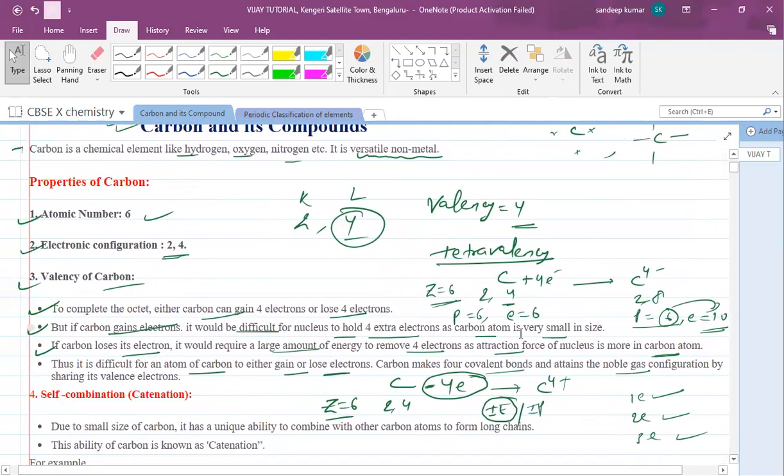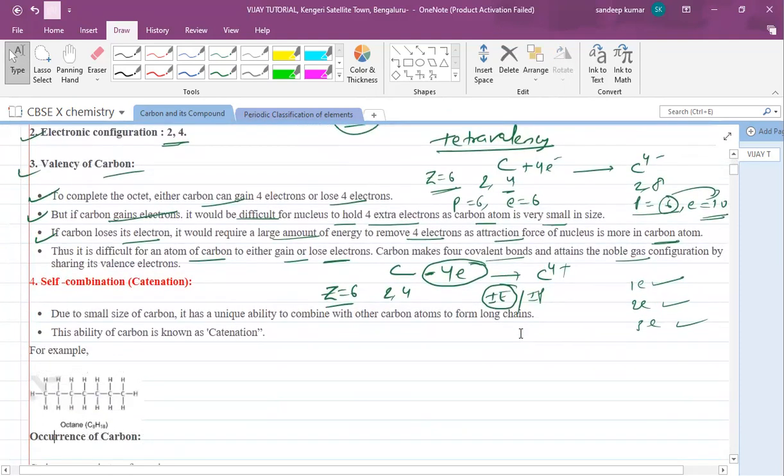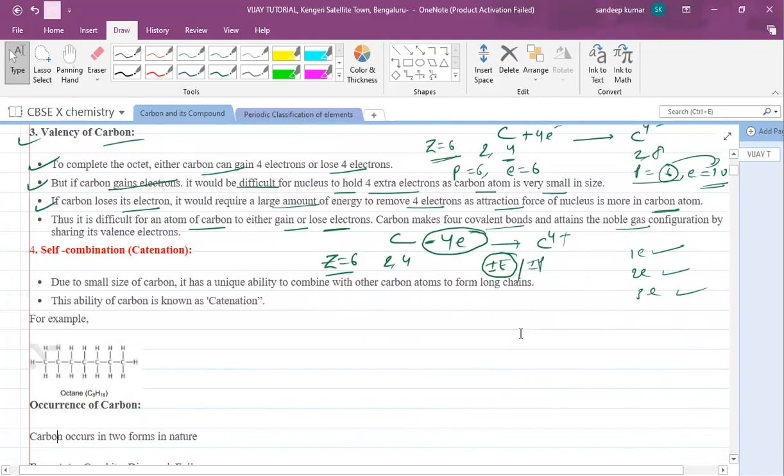Okay, carbon is having 2 very important properties. One is catenation, the other is tetravalency. Because of this, carbon forms a large number of compounds. Okay, what is catenation? The self-linking property of carbon atoms to form long straight chains, branched chains and cyclic chains is called self-catenation.